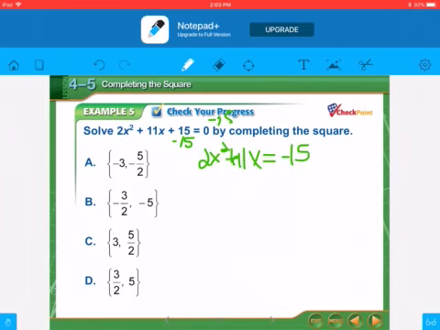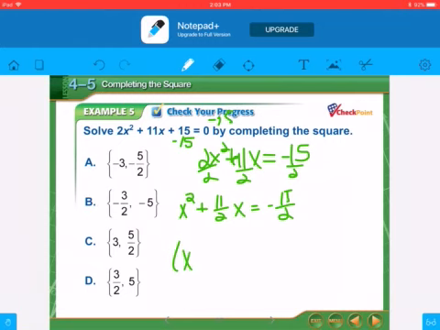Now, a is 2, which means I have to divide everything by 2. So x squared plus 11 halves x equals negative 15 halves. And now I have to set up my parentheses. So parenthesis x, leave some space, close it, squared equals negative 15 halves.